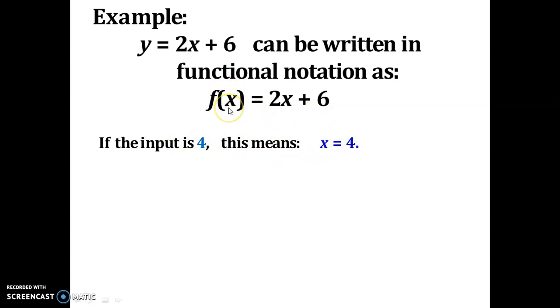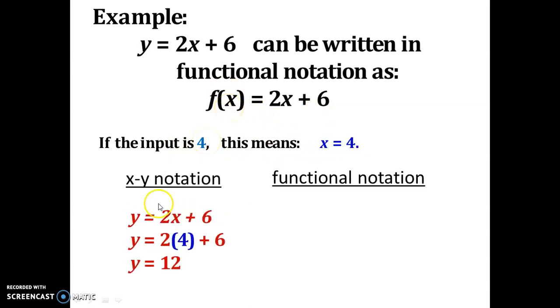So again, let's begin with xy notation. In xy notation, you would have it like this, right? If x equals 4, then you replace that x with 4. So there's a substitution. Make sure to use parentheses, and we know the answer is y equals 12. Using functional notation, we can write f of x equals 2x plus 6. So the same equation, but we're using function notation here.